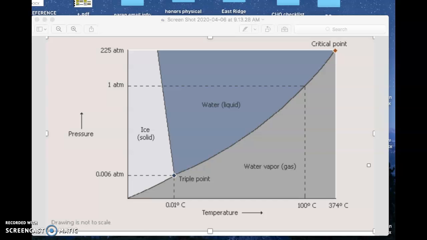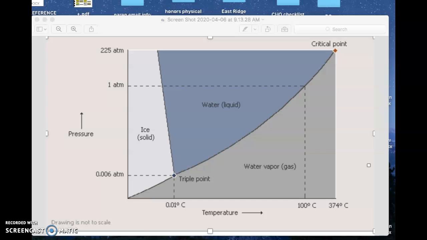Hi everyone. What I have here is a picture of the graph for a phase diagram. This one happens to be for water, showing you that when the pressure changes or when the temperature changes, you are actually going between the phases. When you look at your pages 4, 5, and 6, this is the same type of diagram that you're going to want to be looking at.